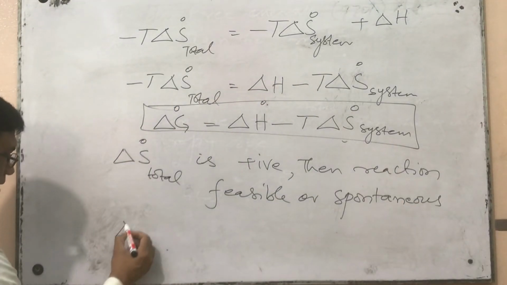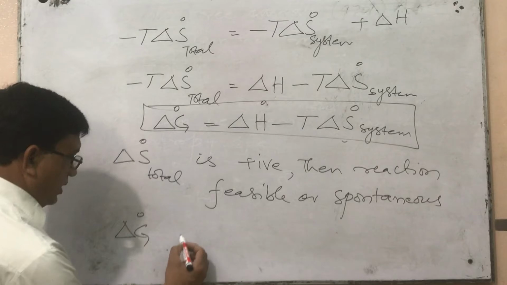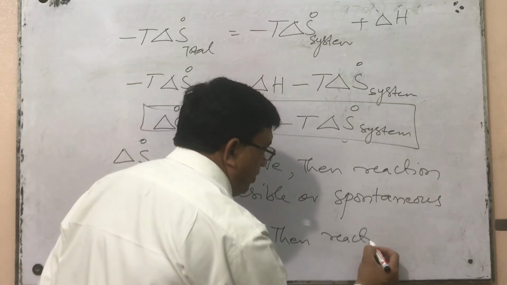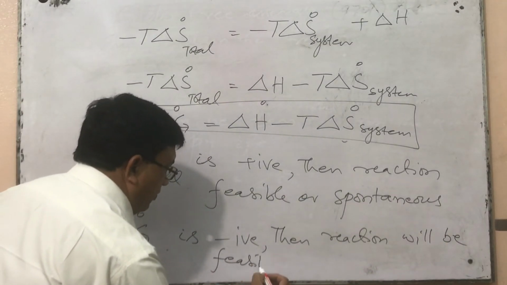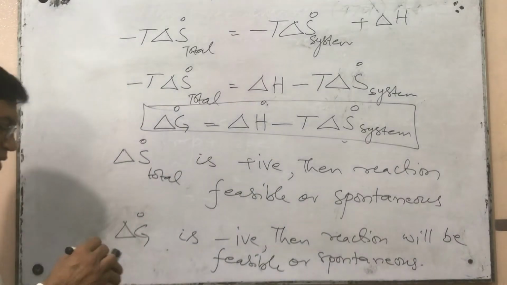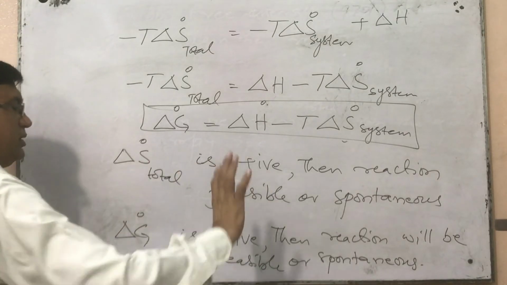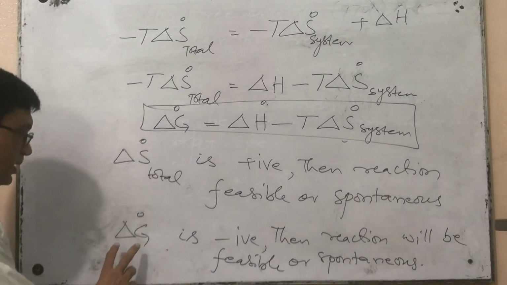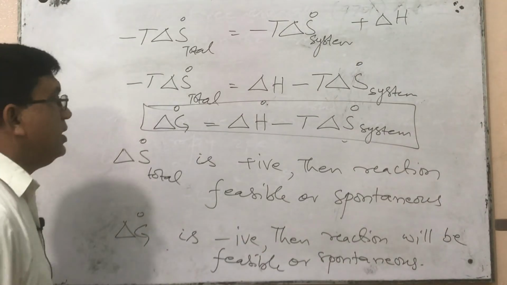But in case of delta G naught, if the standard Gibbs free energy change is negative, then the reaction will be feasible or spontaneous. Now these values indicate that in case of entropy, a positive value indicates the reaction is spontaneous and takes place without any external aid. But in case of Gibbs free energy, if it is negative, then the reaction will be considered as spontaneous or feasible. Now this equation has two parts.